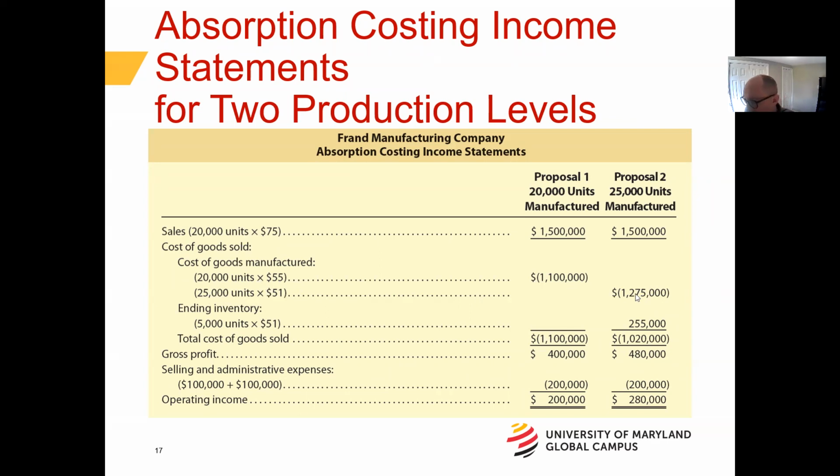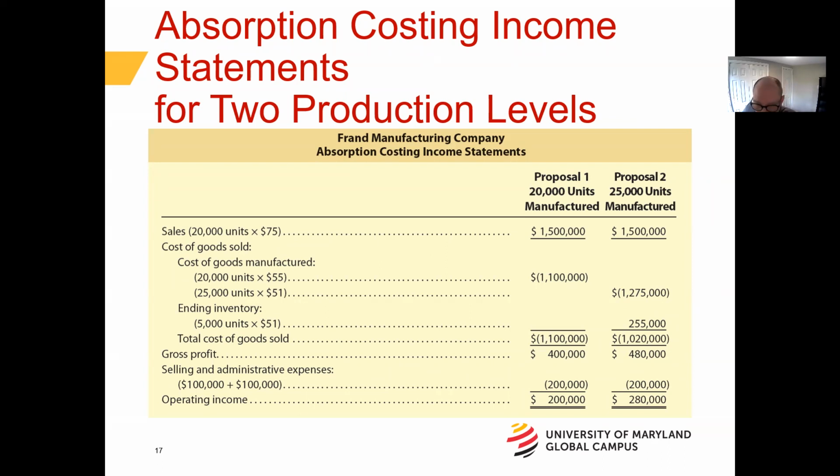Now, here's another key difference. Remember, we said we're only going to sell 20,000 units regardless of the number of units that we're going to manufacture. So that tells us that we're going to be left with ending inventory under proposal 2. Not under proposal 1 because we sold all 20,000 units. Under proposal 2, I have an ending inventory of 255,000. $51 per unit times 5,000 units ending inventory. Remember, we only sold 20,000, but we made 25,000.